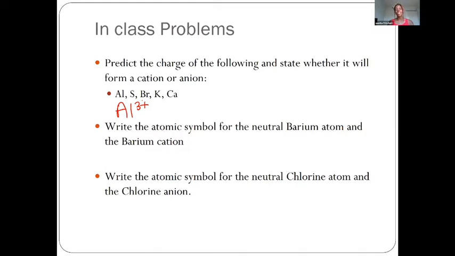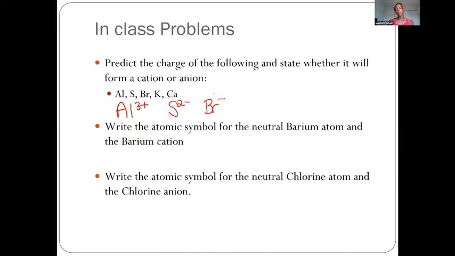Sulfur, you can see, is in group 6, and so it's a lot easier to add 2 more to it than kick 6 out. And so as you add 2 negative electrons, the charge is going to become sulfur with a negative 2 charge. Bromine is found in group 7. With 7 electrons already in the valence shell, it's a lot easier to add 1 more to it. So our bromine would end up taking on a negative 1 charge.